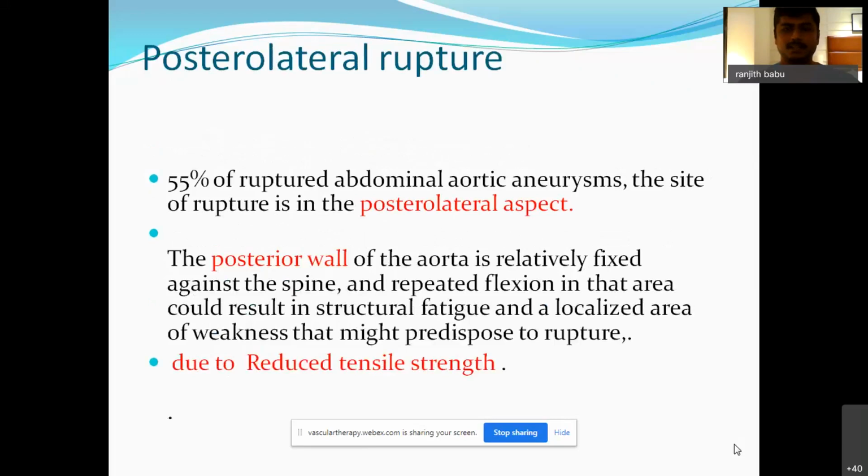Regarding the tensile strength, aneurysm rupture most commonly occurs in the posterolateral aspect of the aorta. Due to wear and tear changes occurring more commonly in the posterolateral aspect, the tensile strength will be reduced. That's why aneurysm rupture most commonly occurs in the posterolateral part of the aorta.